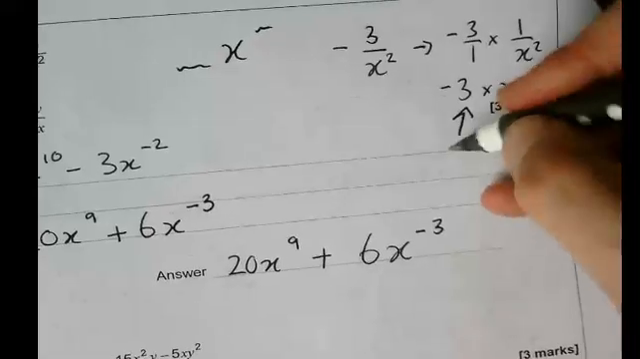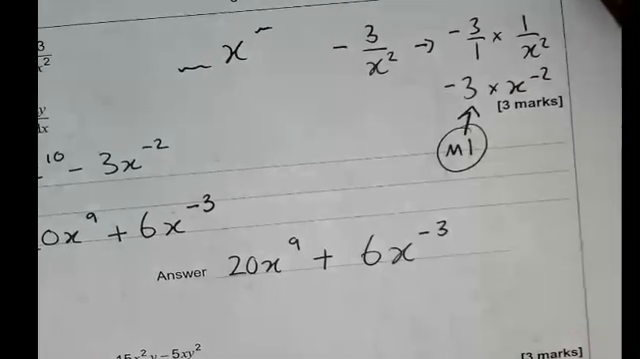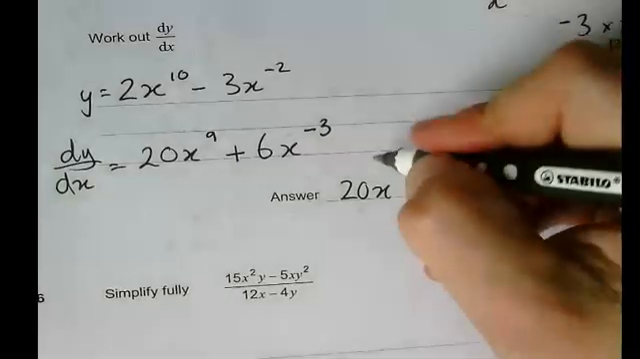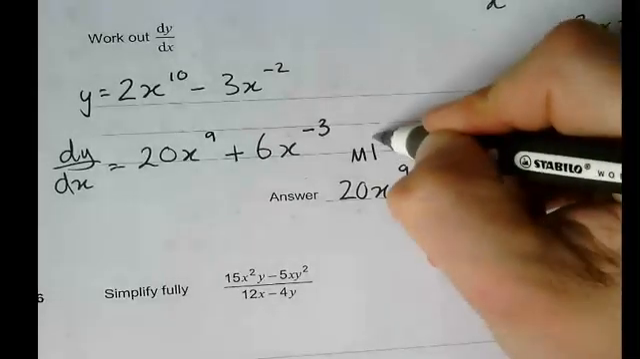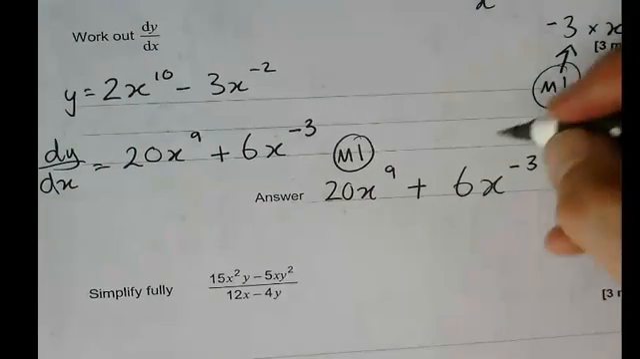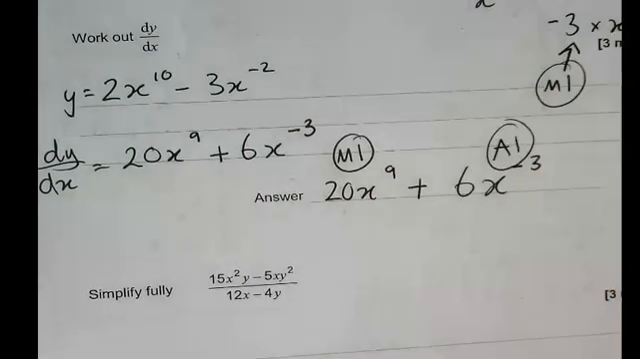You would get 1 mark if you'd written negative 3x to the negative 2. 1 mark for either of these values. So if you've got 20x to the 9, that's 1 mark, and 1 mark for both of the values correct.